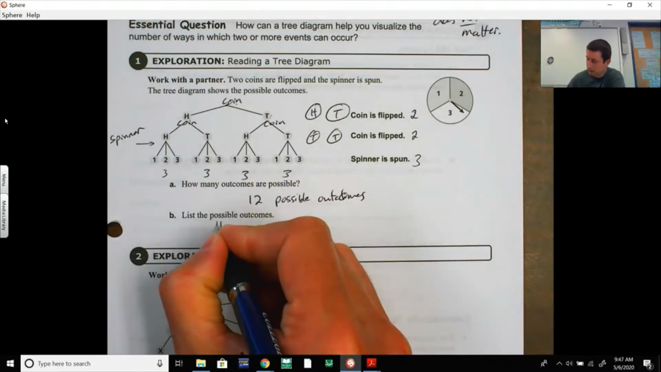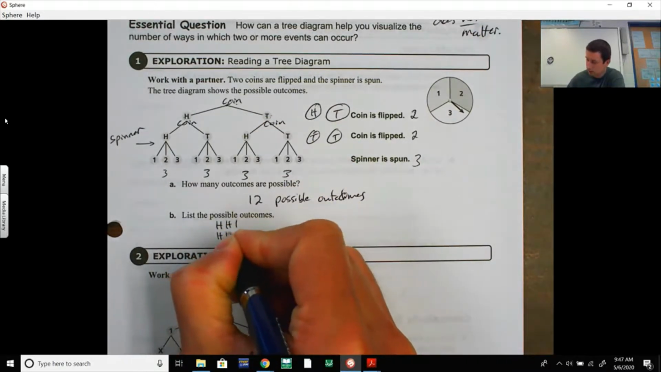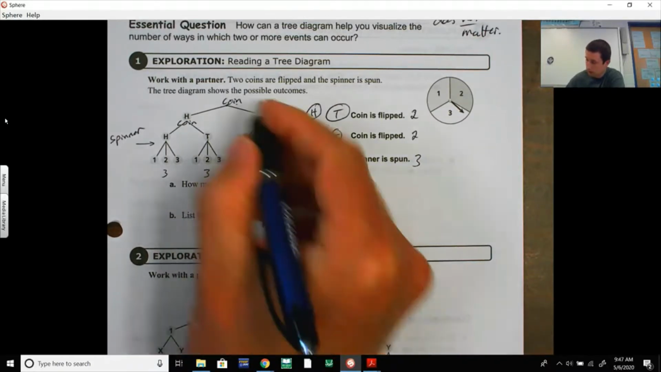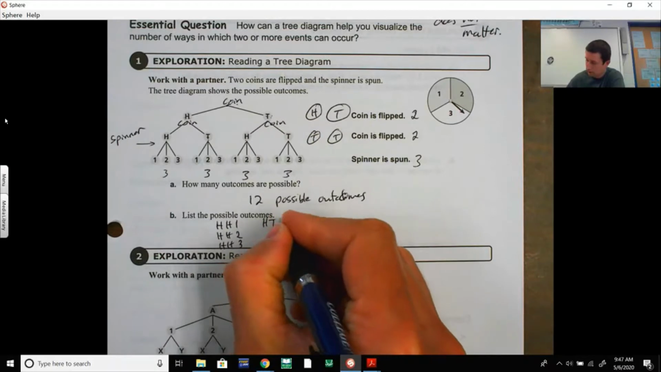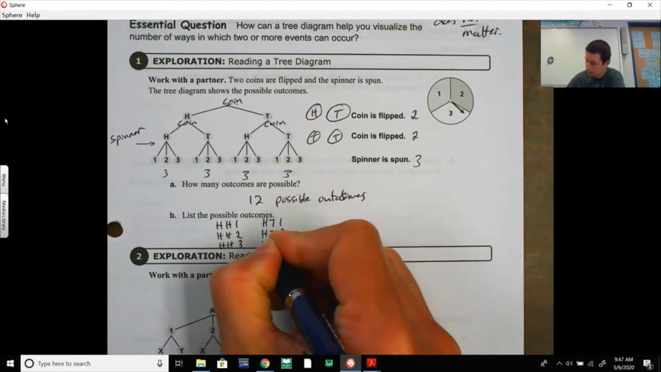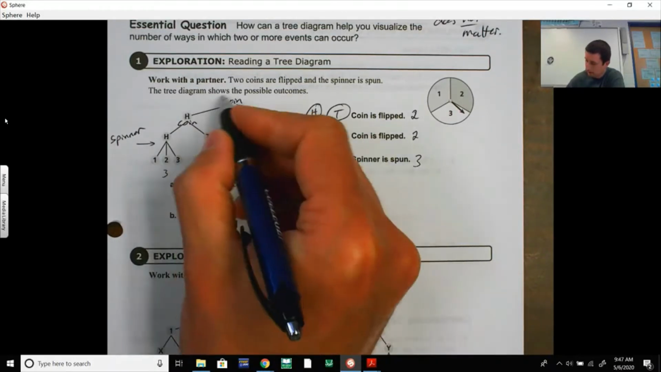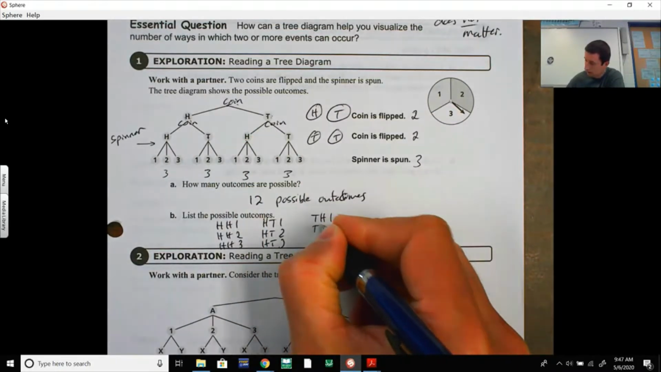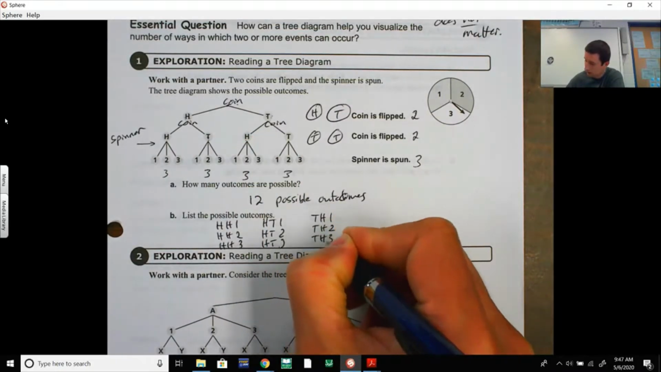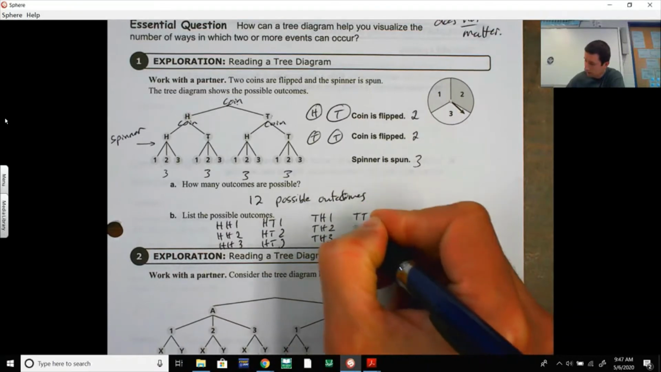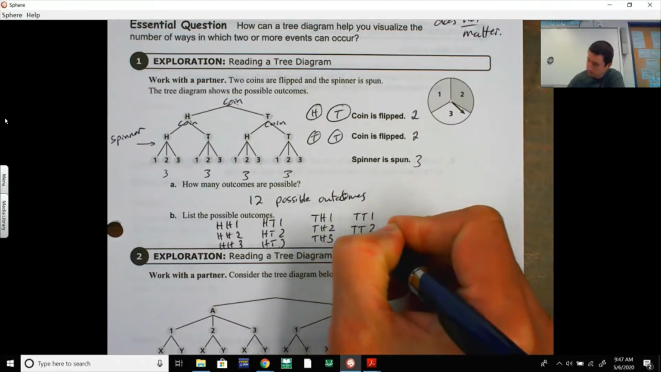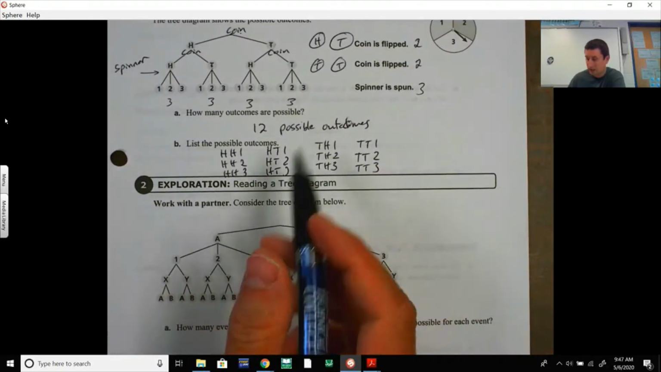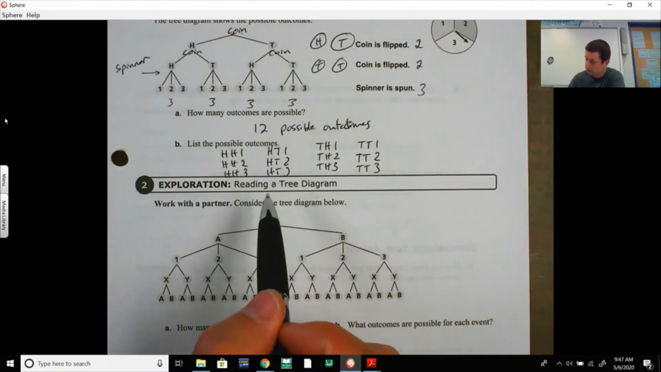So we could have heads, heads, 1; heads, heads, 2; heads, heads, 3. We could go heads, tails, 1; heads, tails, 2; heads, tails, 3. Okay, that takes care of those 6. Go tails, heads, 1; tails, heads, 2; tails, heads, 3; and then tails, tails, 1; tails, tails, 2; tails, tails, 3. So there's our 12 different permutations, because the order would matter here as well.